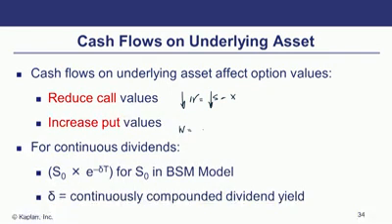Intrinsic value of a put is of course X minus S. So as I pay a dividend, stock price declines and intrinsic value increases. So it's the opposite logic. Higher dividend yield will actually increase put option values. Now, if we then go to the continuous model, which is the BSM, we can continuously impact the stock price by essentially multiplying it by e to the power of negative dividend yield, that's continuous dividend yield, times time to maturity.